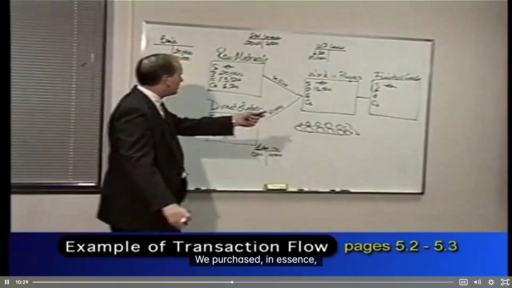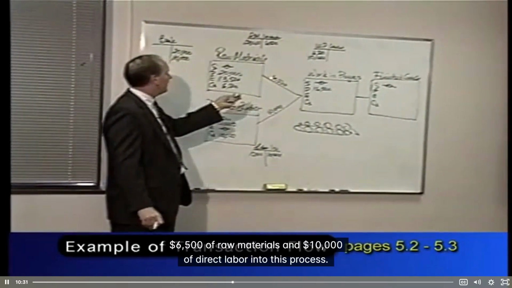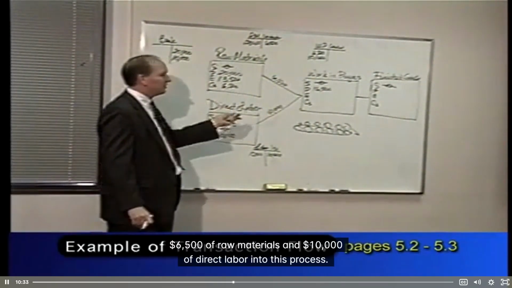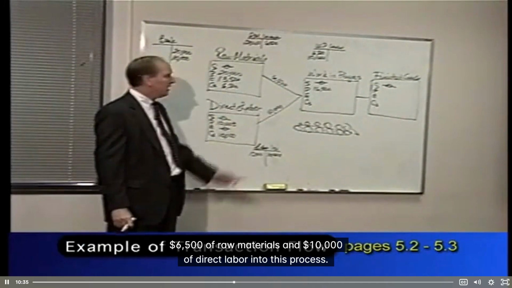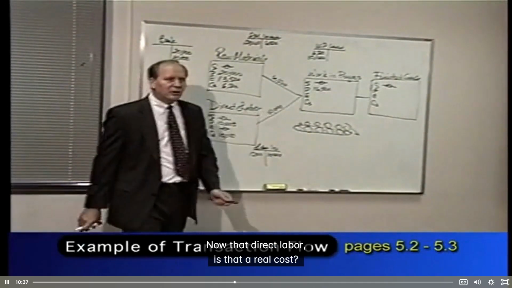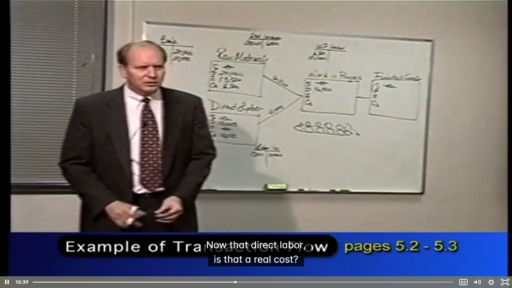$16,500. We purchased, in essence, $6,500 of raw materials and $10,000 of direct labor into this process. Now that direct labor, is that a real cost?